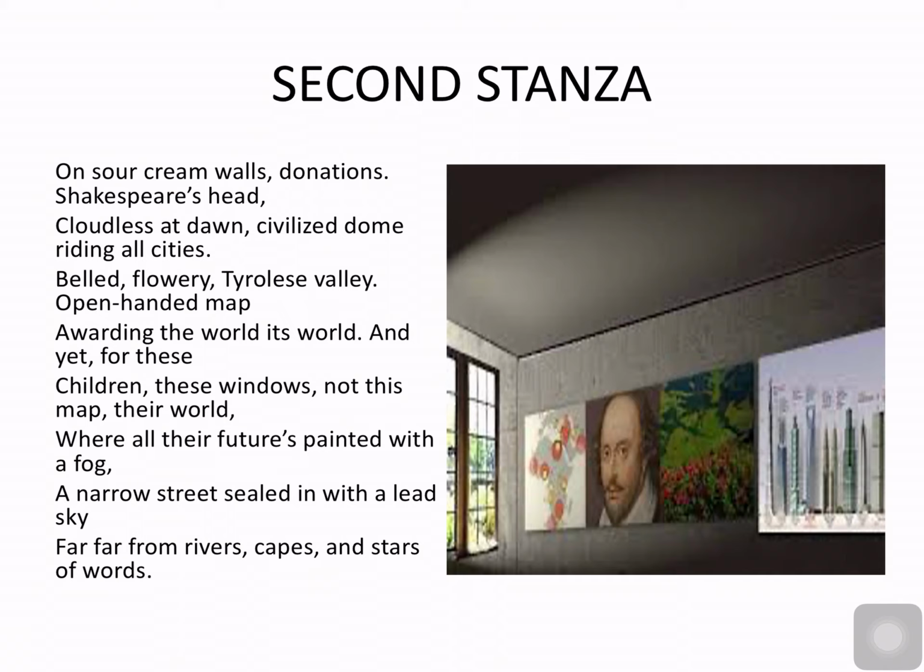Second stanza: On sour cream walls, donations, Shakespeare's head, cloudless at dawn, civilized dome, riding all cities, belt, flowery tireless valley, open-handed map, awarding the world its world. And yet for these children, these windows, not this map, the world, where all their future is painted with fog. A narrow street sealed in with a lead sky, far, far from rivers, capes, and stars of words.